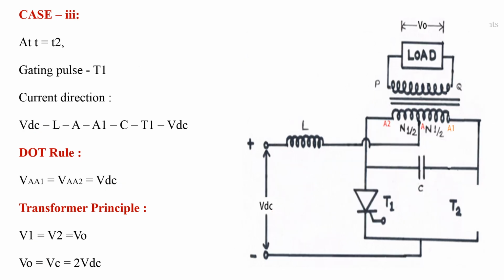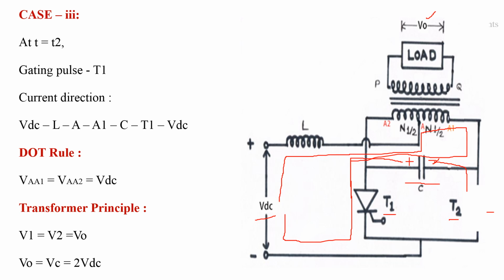In the previous case, current is flowing in this direction, that is the capacitor starts charging with polarities like this, that is positive and negative. This negative polarity is connected to the anode of thyristor T2, so thyristor T2 comes into the off state, and the positive polarity is connected to the anode of thyristor T1, so thyristor T1 starts conducting, and it allows the flow of current from source to load in the direction of VDC plus, L, primary winding terminal A, terminal A1, capacitor C, thyristor T1, and VDC minus. That is nothing but in this direction.